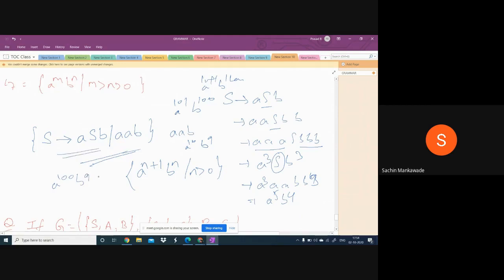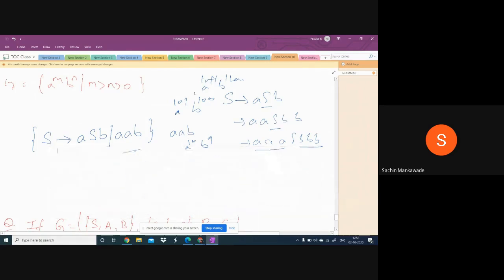From this grammar, you cannot get this. When B's are 9, you will get only A's are 10. Or when A's are 100, you will get only B's are 99. But when A's are 100, you don't get B's 1 to 98. You don't get these things. So this grammar won't give all the strings of this language. So what shall I do to get all the strings of this language?